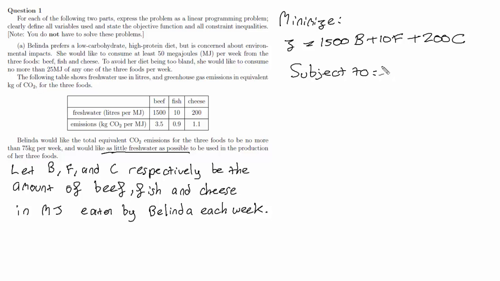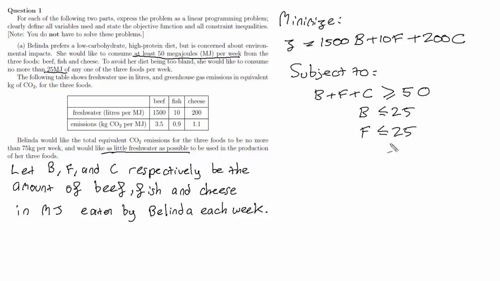So the first constraint we have here is that she wants at least 50 megajoules per week from each of the three foods combined. So if we're taking all our foods, we have B plus F plus C needs to be greater than or equal to 50. The next thing is she wants variety in her diet, so she wants no more than 25 megajoules from each of the three foods. So that gives us three constraints in one. So B will be less than or equal to 25, F will be less than or equal to 25, and C will also be less than or equal to 25.